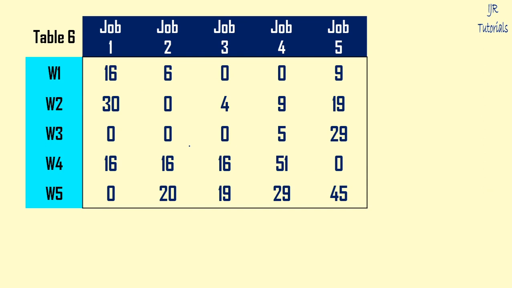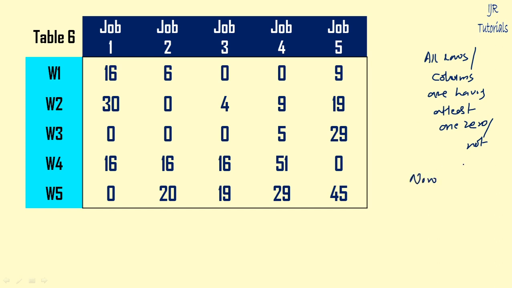Once we get this new table, again we have to check whether all rows and columns have at least one zero or not. See this, the first row, yes, zero is there, in fact two zeros. So all rows have zeros, and all columns have zeros too. That means now we can proceed to assignment.